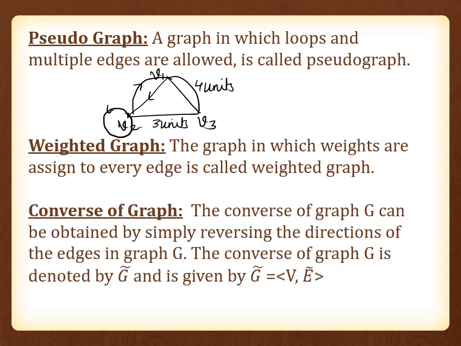Converse of a graph. The converse of graph G can be obtained by simply reversing the directions of the edges in graph G. The converse of graph G is denoted by G converse and is given by the set of vertices V and the edges, which are now denoted by E converse, because the direction of the edges of graph G gets reversed, and now the set of edges is denoted by E converse.